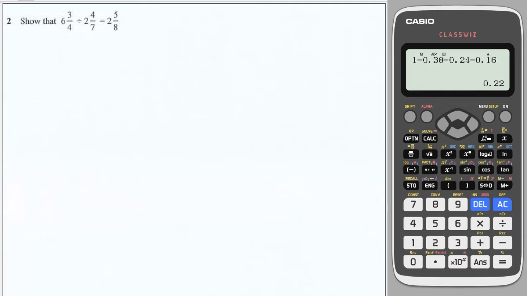Next question, we've got fractions. So I'm going to do 4 times 6 is 24, and then plus 3 makes 27, so that's 27 over 4. Here I'm going to have 7 times 2 is 14, plus 4 is 18, so 18 over 7. I'm going to ignore the actual answer and come back to that later, because it's a show that question.